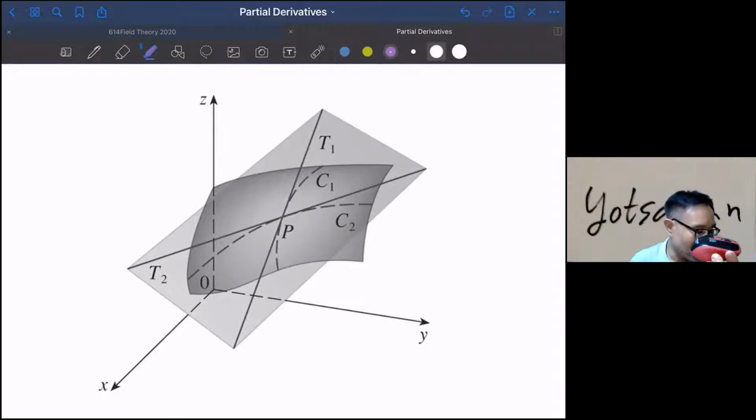However, if you touch this surface with a plane, let me use my card as a plane, you see that when you touch with a plane, it's going to be a unique plane, and this will be called the tangent plane.